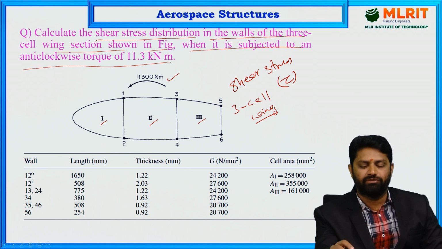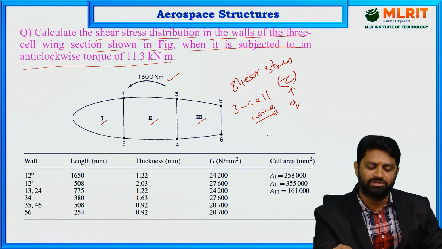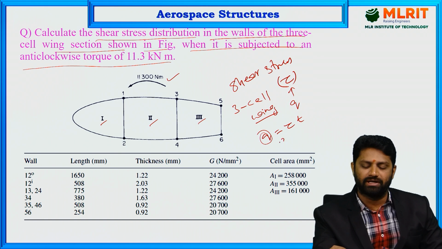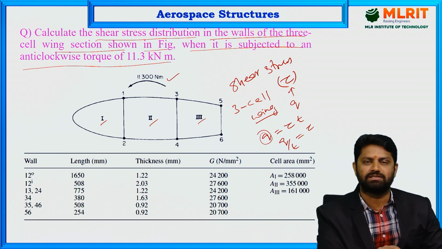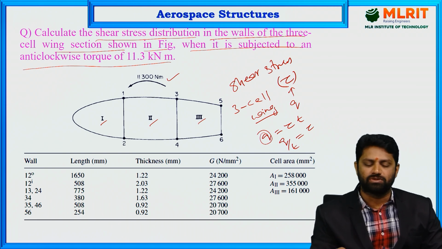If you want to calculate the shear stress distribution in all the walls, you can first consider the shear flow distribution in all the walls, because we know the relationship between shear flow Q and shear stress tau is Q equals tau into T. Once you get the shear flow, you can divide it by the respective wall thicknesses, and you will get the shear stresses in all the walls for cells 1, 2 and 3. So this is the procedure.